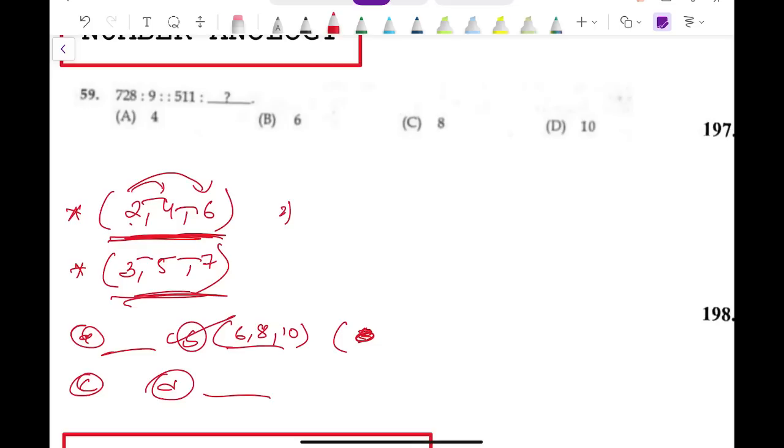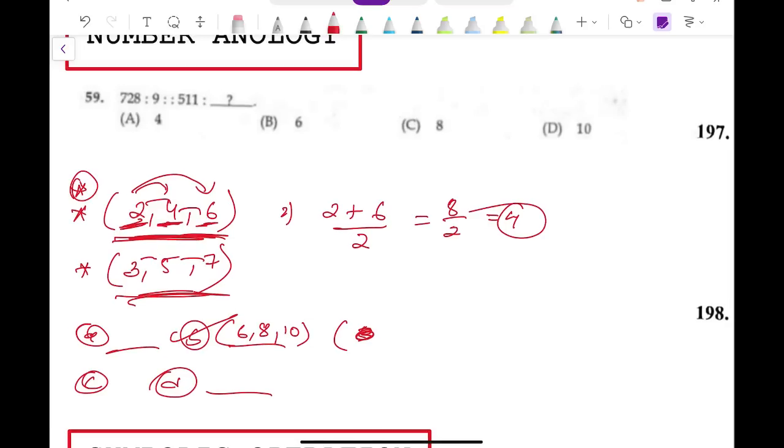Or it can also be like this. It can also be average. The first term plus second term divided by 2 is the middle number. So 8 divided by 2, which is 4. So first term plus second term divided by 2 is nothing but the middle number. So most of the number analogy operations will be based on this kind of thing.